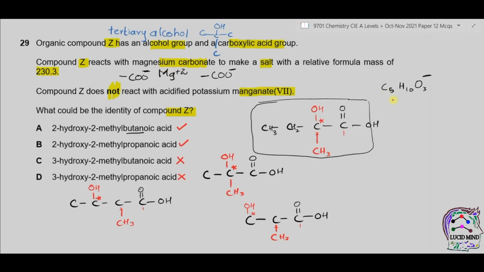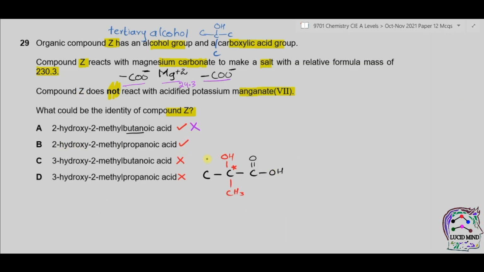Let's find the molecular mass. 12 into 5 is 60, plus we have 10 hydrogen, plus 16 into 3 is 48. So the molecular mass comes equal to 118. This is for one negative part, as we have 2 negative carboxylic acid groups with 1 magnesium, so multiply by 2, 236, plus the molecular mass of magnesium, which is 24.3. So it comes equal to 260.3, which is not equal to 230.3, so therefore this is wrong.